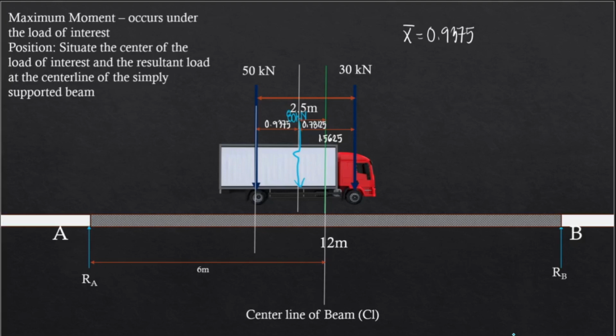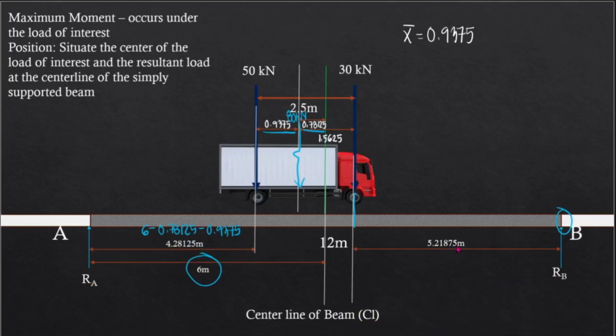And so with this one, we have the following distances. From the 50 kN load up to the support at A, that distance will be 6 meters minus 0.78125 and then minus 0.9375. So that will give us 4.28125. Again, this comes from 6 minus 0.78125 and then minus 0.9375. And then from this side, from point B up to the 30 kN load, we have this distance, 5.21875. Now, by the way, if you have the resultant force, you can actually just use the resultant force in solving the reaction at A and the reaction at B.